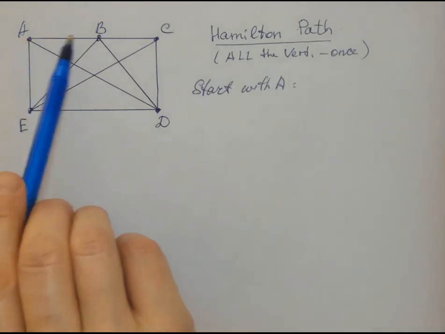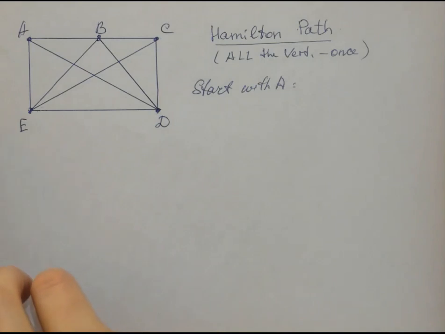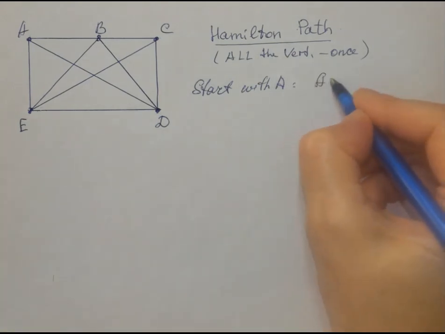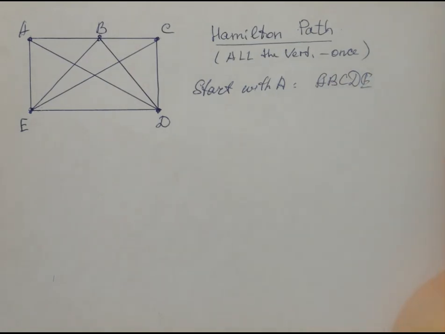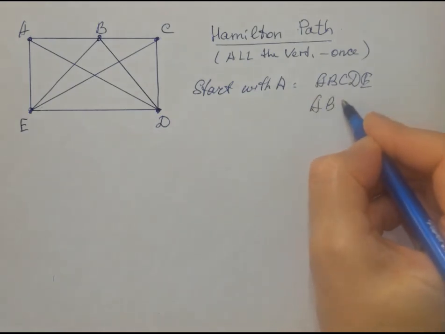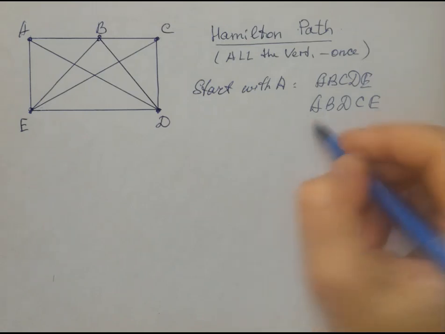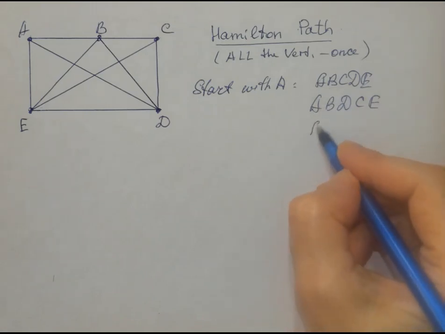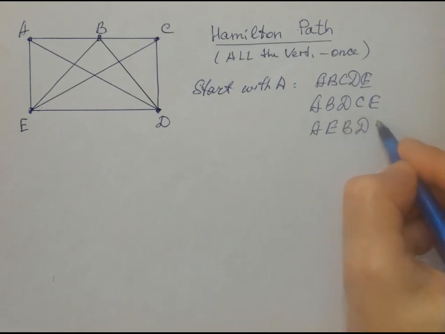Then we can go through B, C, D, E. A, B, C, D, E. We can go another way: A, B, D, C, E. Or another way: A, E, B, D, C.